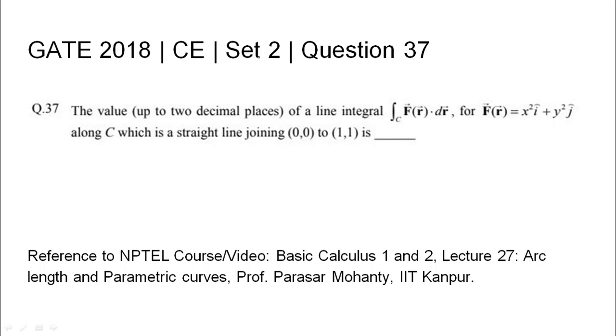GATE 2018 Civil Engineering Set 2 Question 37. The value of a line integral over a curve C of F(r) for F(r) equals x square i cap plus y square j cap along C, which is a straight line joining (0,0) and (1,1) is. The relevant NPTEL reference has been cited.